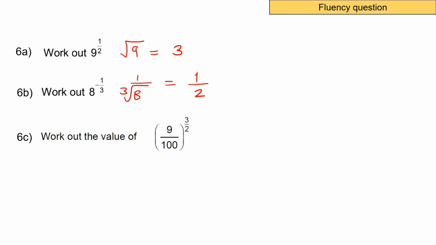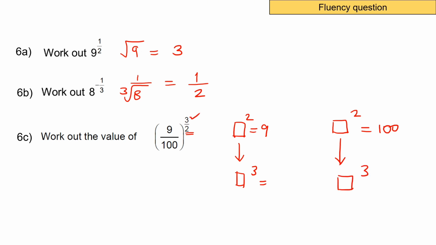Work out the value of 9 out of 100 to the power of 3 out of 2. So I do it in two different ways. You can either think of it as there is a number for each section here. There is a number that needs to be raised to the power of 2 to give you 9. And whatever that number is, you take that number and write it down to the power of 3, and that's going to give you the top section. And you can also think of it as there is a number that I need to raise to the power of 2 to give me 100. Whatever that number is, take it to the power of the numerator, and that's going to give you the final answer.